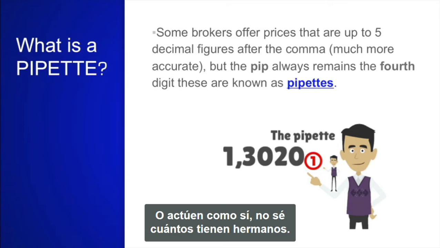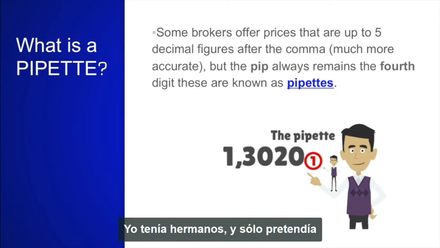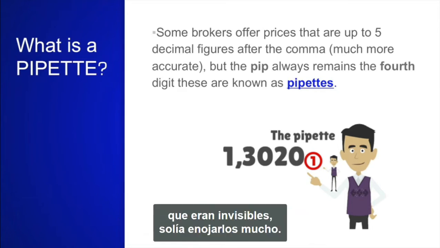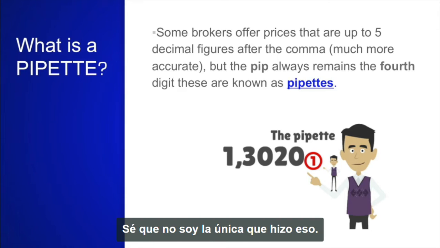Or act like, I don't know how many of you guys had siblings. I had siblings. What I would do is I would pretend they were invisible. It used to make them really mad. I know I'm not the only one who did that.